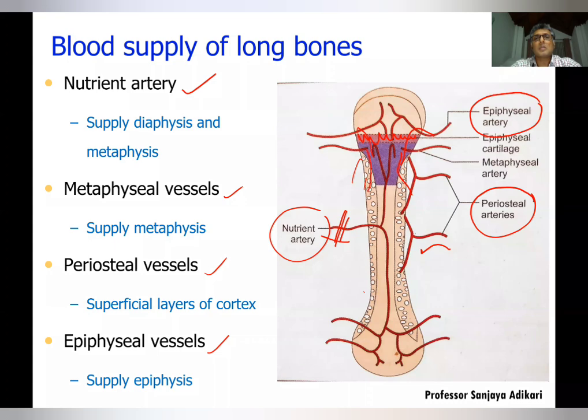Anastomose means you get branches coming out from two vessels and they combine so that blood can go from one vessel to the other one. That is the meaning of anastomosis. So this is basically about the blood supply of the long bones.